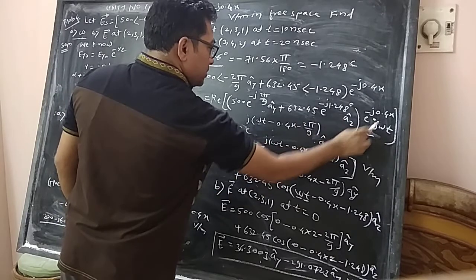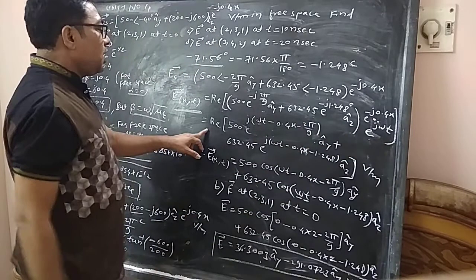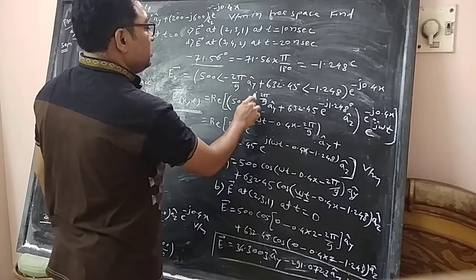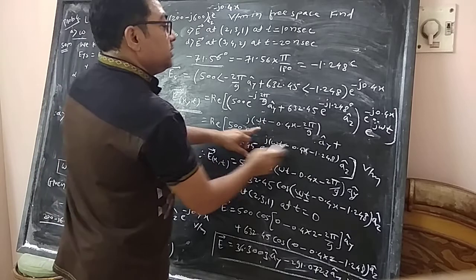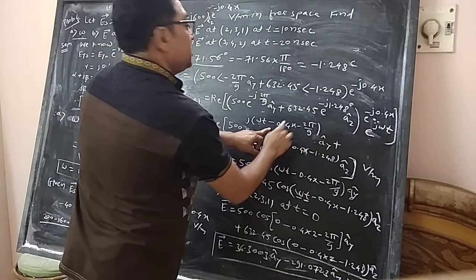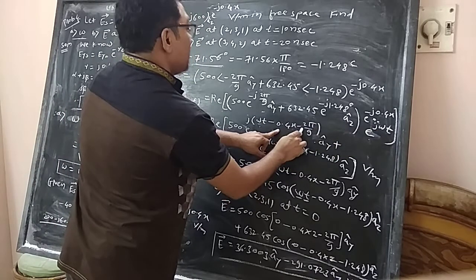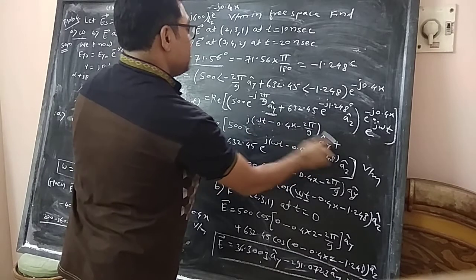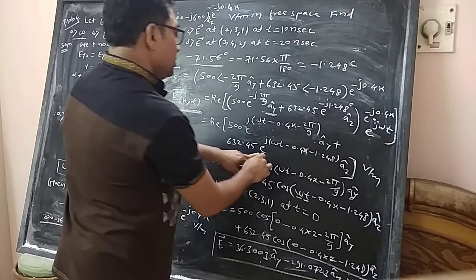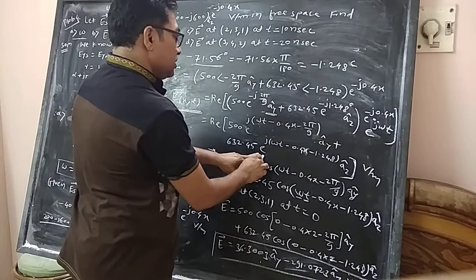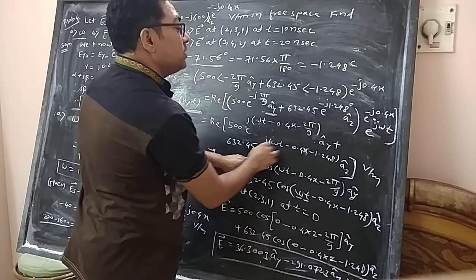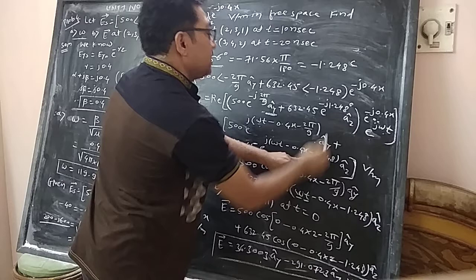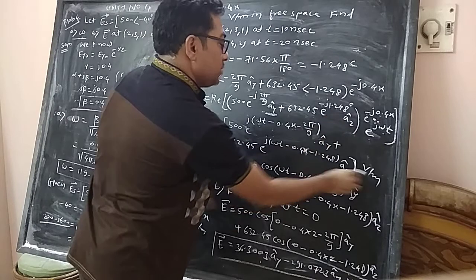So here I need to multiply e raised to power j omega t. Real of 500 j, which is common, then I multiply this factor, that is omega t minus 0.4x minus 2 pi by 9 into ay, which is remaining, plus 632.45 e raised to power j into omega t minus 0.4x minus 1.248 into az V by m.